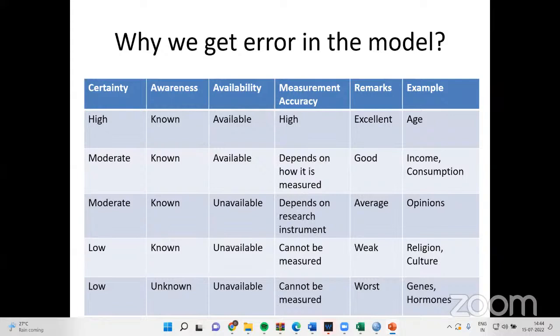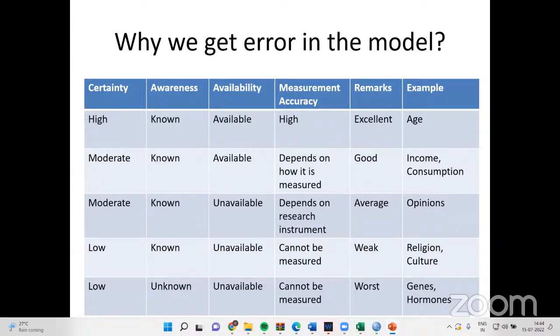Third category: moderate, known, unavailable, depends on research instrument, like opinions, perception, belief, and because of this there is an error, right? We are asking the opinion of the people. Do you think that the opinions will remain constant anywhere in other parts of the country? If a research is conducted by me and by any other person, will the opinion remain constant? No, sir.